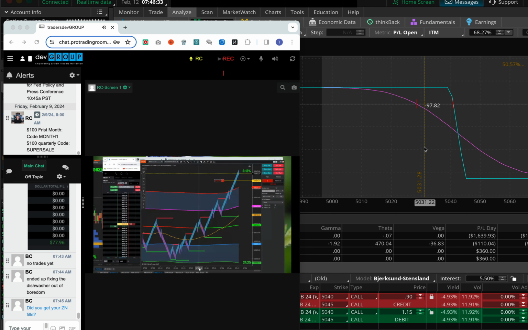I'm short the S&P and short the NASDAQ from right around here with size on. So not that much size, but.